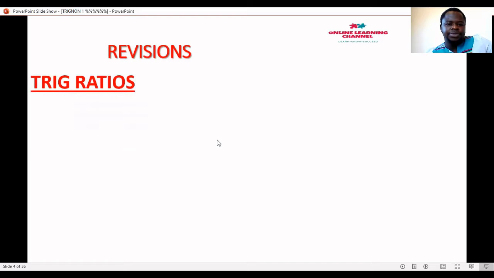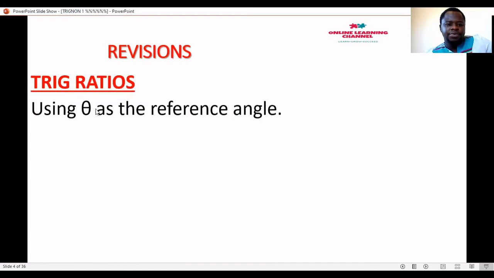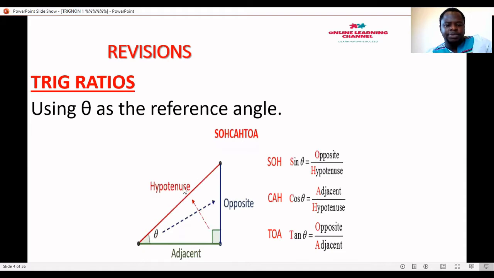So trig ratios, under revision, we'll use theta as a reference angle. Suppose this is your right angle triangle. If this is your theta, opposite to theta you've got the opposite side here, and the side which is next to theta we call the adjacent side. And the side which is opposite to the 90 degree angle we call the hypotenuse.